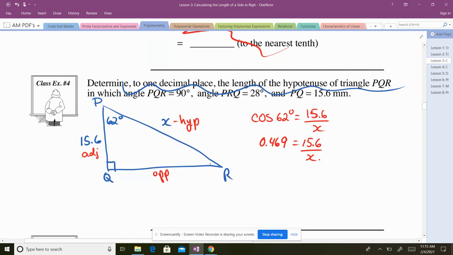How do you solve for x? Yeah. So you rewrite it as x is equal to 15.6 over 0.469. I don't know what that is. 33 point, let's just say 2.